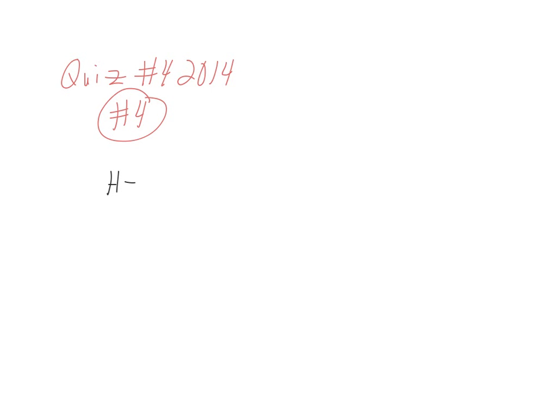All right, take a look at quiz number 4 from 2014. Oh, that's a good one. So this one shows acetylene, and it's saying several reactions, and you need to make this ketone. So this is retrosynthetic analysis. We've got to work backwards.